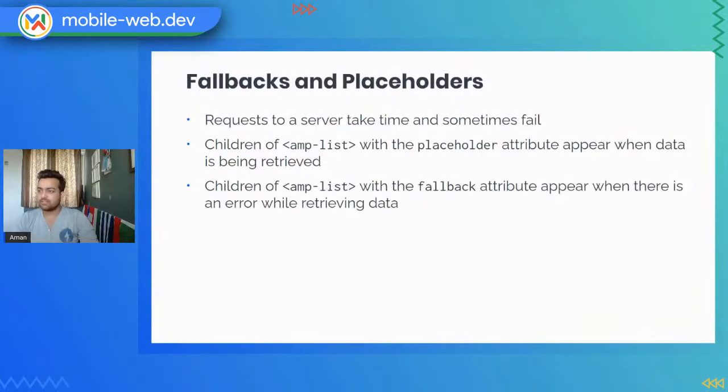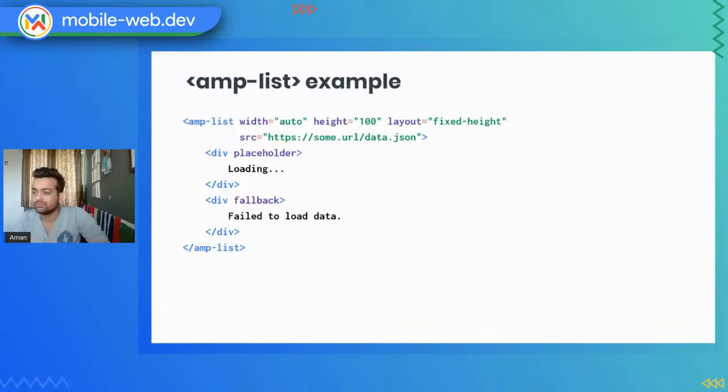Then you also want to create fallbacks and placeholders. For example, if the server doesn't return any data, or the user clicks on a wrong button, or there is no item that is available, you want to display a fallback. So we'll also study how fallbacks actually work.